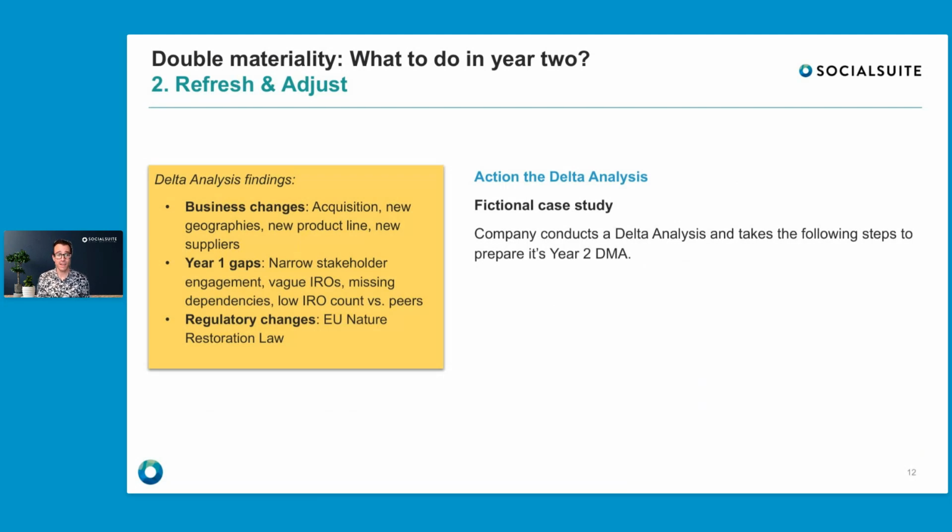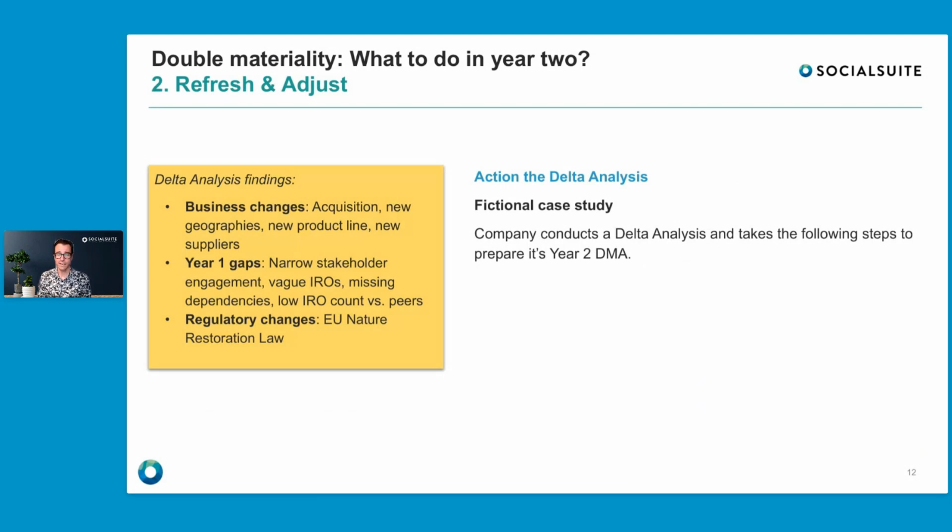We found some year one gaps as well. There's pretty narrow stakeholder engagement with pretty vague IROs. There were more definitions rather than really specific impacts, risks, and opportunities. We actually did not address dependencies, so that's something that was missing. And we find that looking at our peers and competitors, the number of IROs that we identified is relatively low compared to the median of what our industry has done. So that's something to keep in mind. And we found there's a regulatory change. There's an EU nature restoration law now.